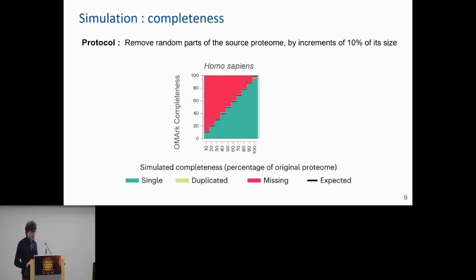So we first validated OMArk on simulations. The completeness simulation was quite easy to do. We took proteomes in the database and we removed sequences randomly from them to see how close OMArk could get to the actual completeness. Here on the x-axis, you have the part of the genomes that we kept. And here is the completeness estimated by OMArk, and you can see the black bar here is what we expect as a result. Although we overestimate the completeness a bit, it's really close.